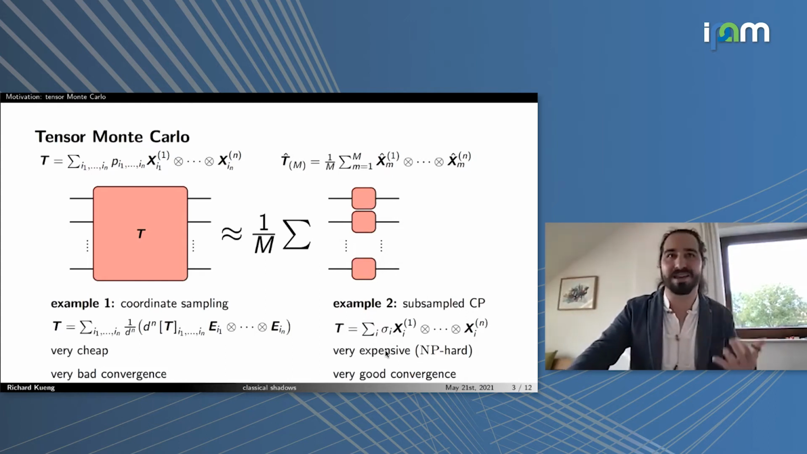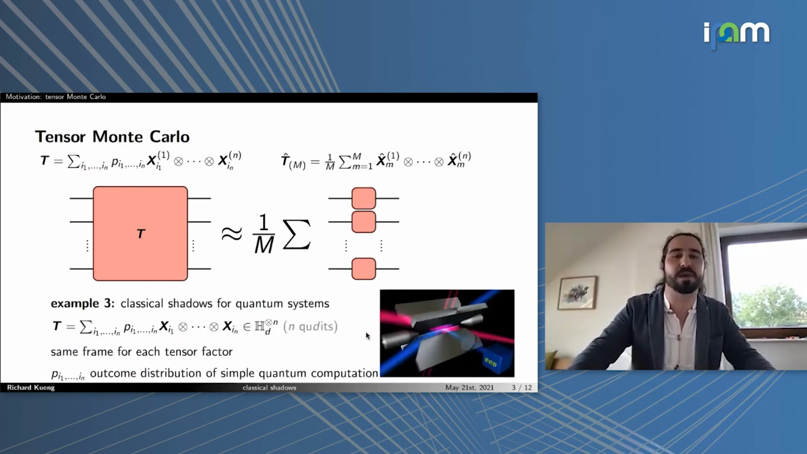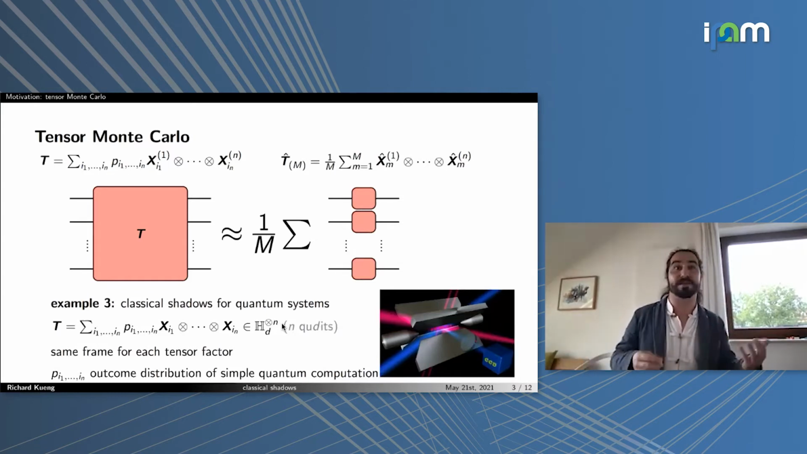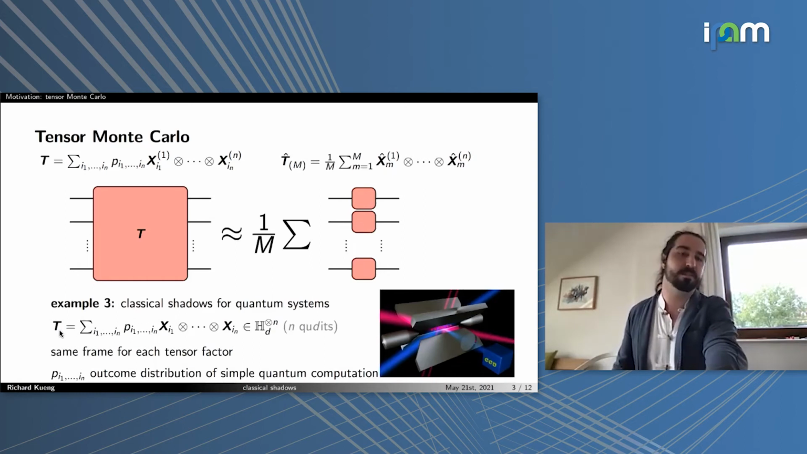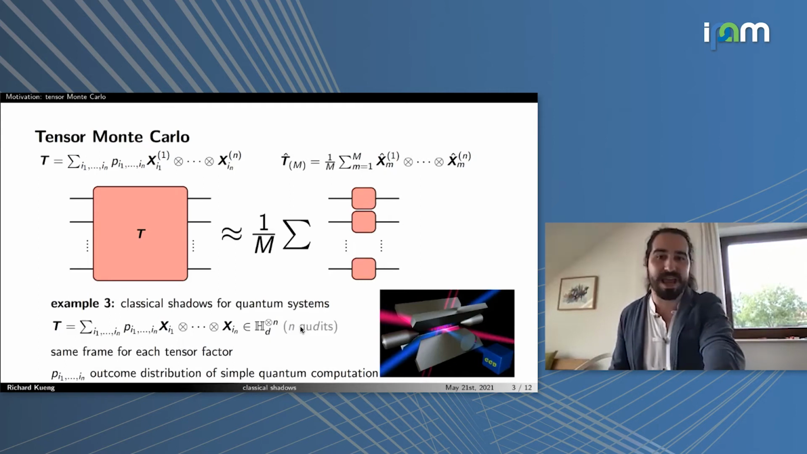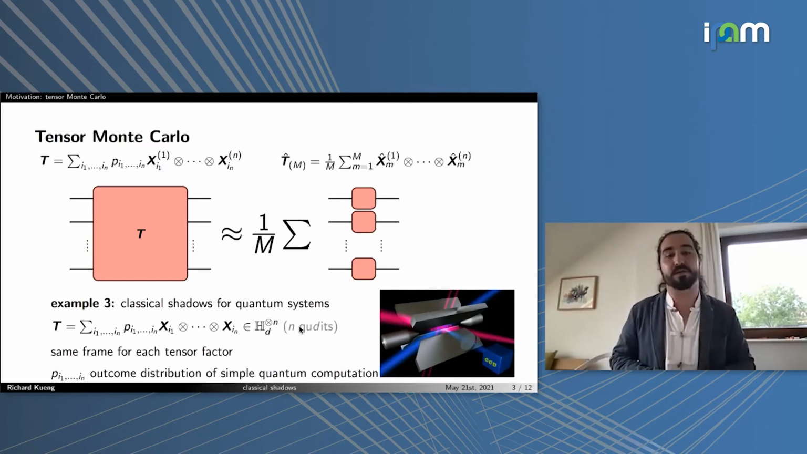And now I would try to argue that the interesting Monte Carlo schemes for tensors are somewhere in between. And the classical shadows of quantum systems, that is the name of my talk, and also what I tried to explain in the abstract, is one such Monte Carlo approach to decompose large tensors. What we look at would really be n-fold tensor products of Hermitian d by d matrices. In quantum language, that would be n qubits, and typically d is 2. Then you have the qubit, the fundamental carrier of quantum information.